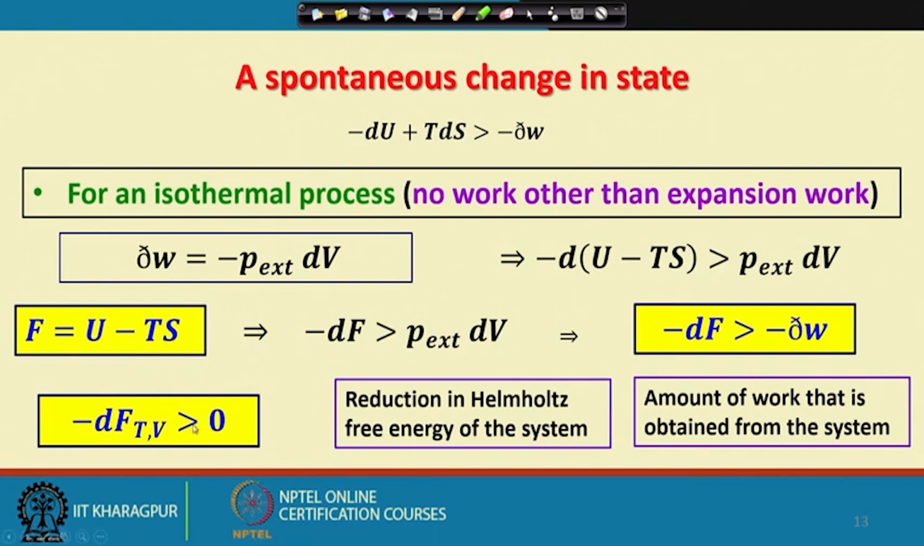If you keep volume constant, in that case del W is going to be 0 because there will be no change in volume. As a result, for a constant temperature, constant volume process, if the system undergoes a change in state, it will do so spontaneously in the direction which decreases the Helmholtz free energy of the system.